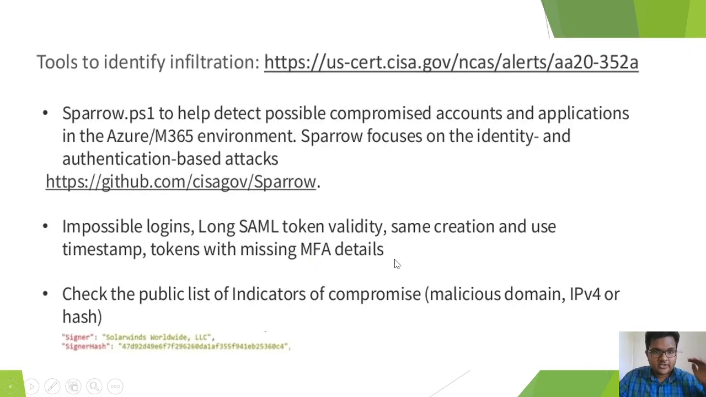Then the tools. The first stage is the infiltration stage, right? The email server is getting attacked using some malicious code. There are some new innovations now coming up, like Sparrow, one of the latest innovations that I found on GitHub to detect possible infiltration attacks. We can use it to identify long SAML token identities, and tokens with missing MFA details. All these things are done using Sparrow. Sparrow can identify, and to some extent prevent, infiltration attacks.